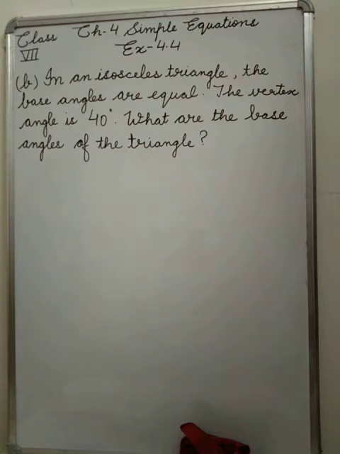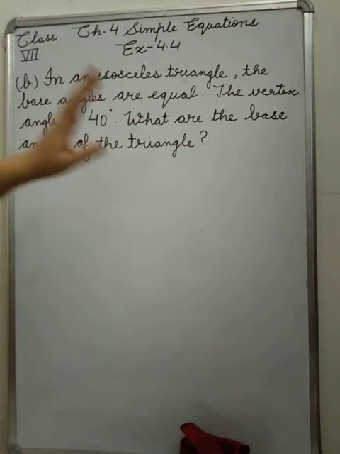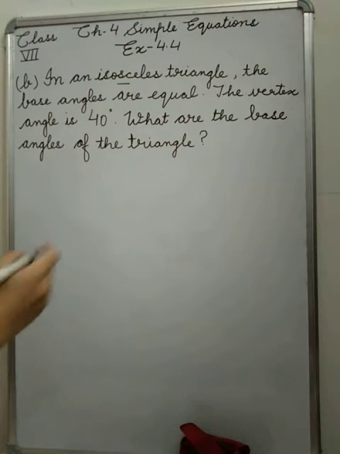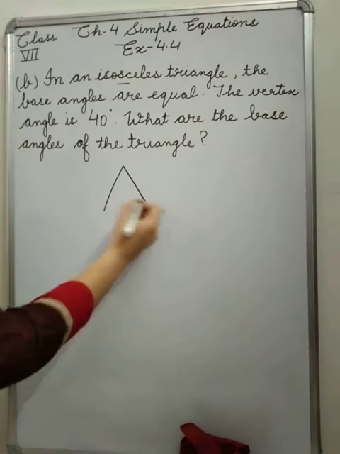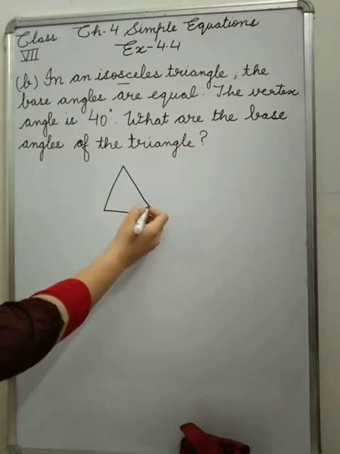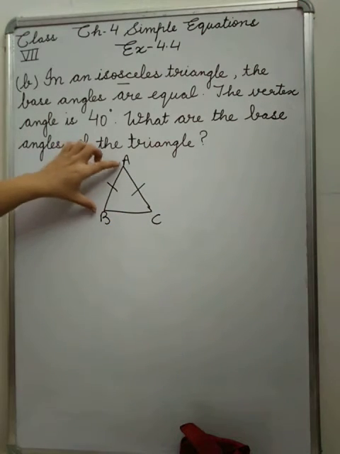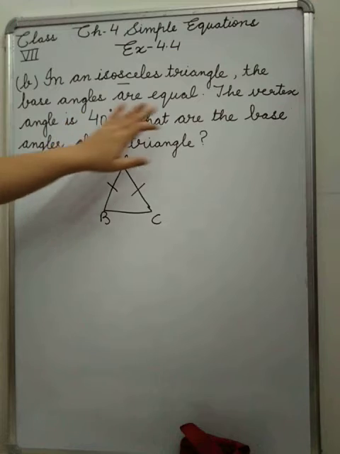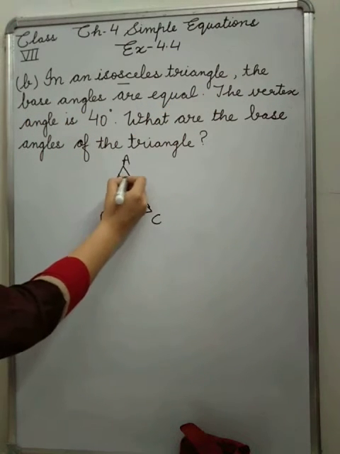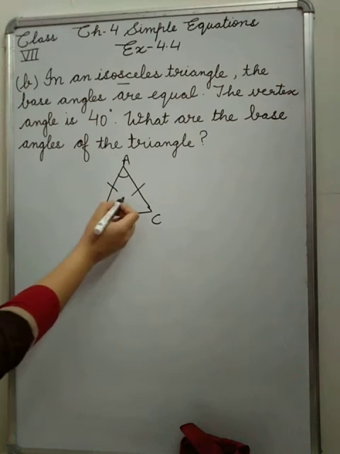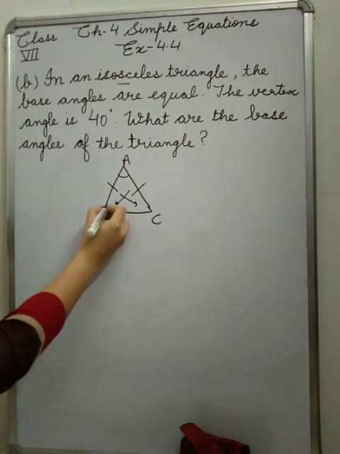Now the next part. They are saying, in an isosceles triangle, the base angles are equal. The vertex angle is 40. What are the base angles of the triangle? Firstly, what is an isosceles triangle? An isosceles triangle is one in which two sides are equal. ABC is a triangle in which AB is equal to AC. Now what is the vertex angle? The vertex angle is this one, opposite to the equal sides' base, and these are the base angles.